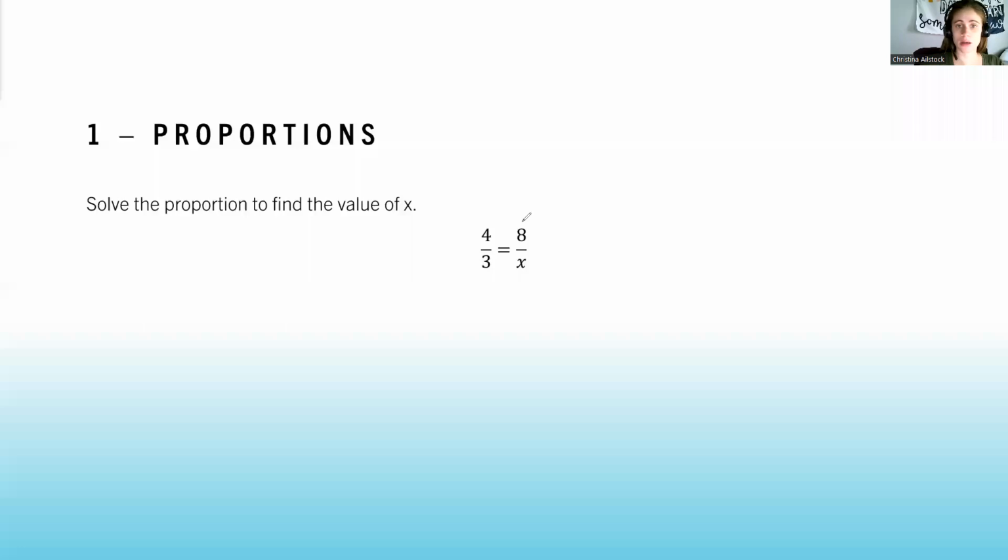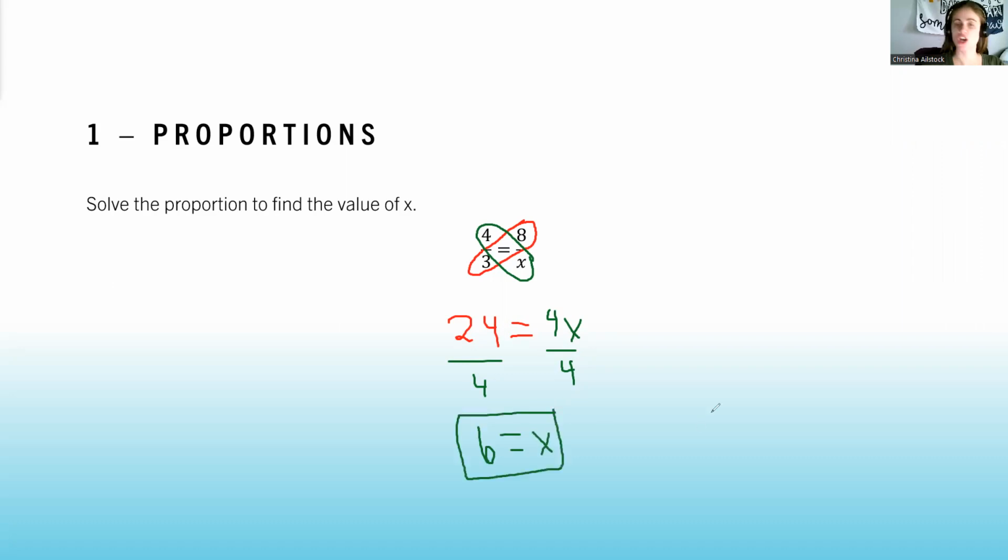So we can multiply the numbers that are across from each other. So first we'll do 3 times 8. And then that is set equal to multiplying the other way across, so 4 times x. And now we just need to solve this equation for x, and it will give us that missing value. So we can divide both sides by 4, and 24 divided by 4 is 6, giving us a value of 6 for x.